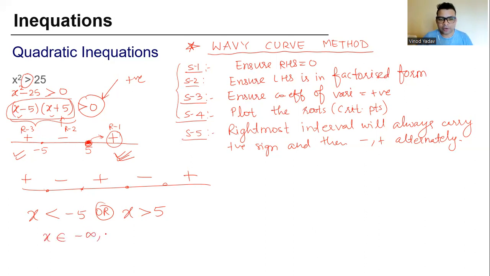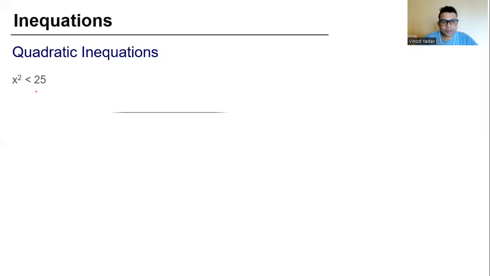Now I have interval notation also, right? Come on, from negative infinity to minus 5, but minus 5 is not allowed, and of course infinity is never allowed. We don't know what is the value of infinity exactly. It is beyond imagination. 'Or' means union, 5 onwards till infinity. So this is your wavy curve method for solving quadratic inequations or higher order inequations. Remember this. All right. Now in this one, first step, x square minus 25 less than 0, ensure RHS is 0, factorize.